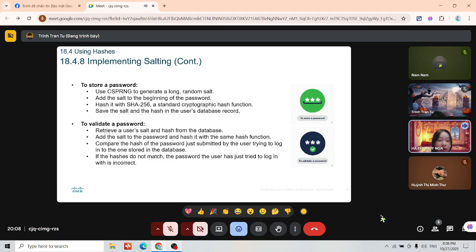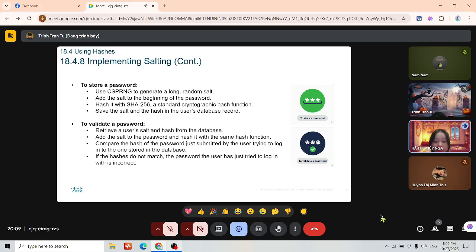To validate a password, first retrieve the user's salt and hash from the database, and second, add the salt to the password and hash it with the same hash function. Then compare the hash of the password just submitted by the user trying to log in to the one stored in the database. And finally, if the hashes do not match, the password the user has just tried to log in with is incorrect.